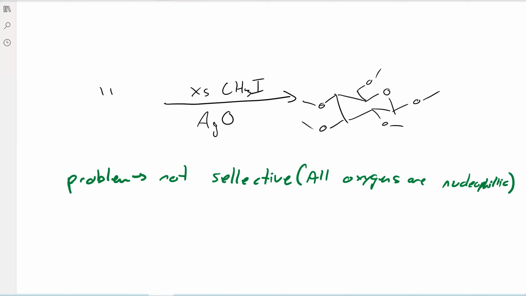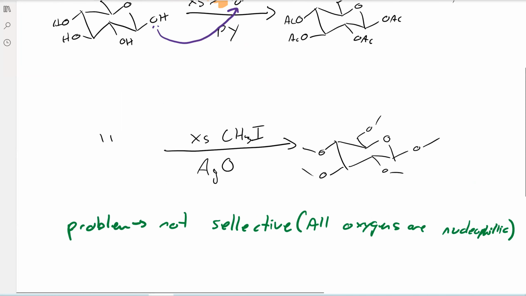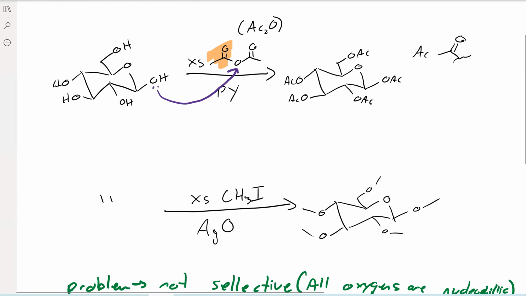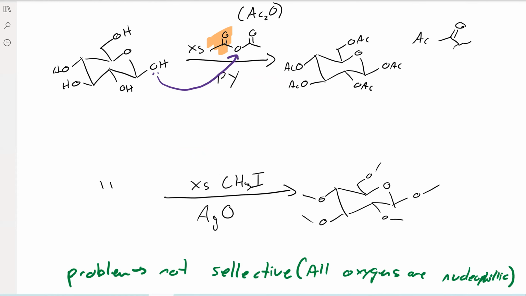So the cool thing about biochemistry is that our bodies have created enzymes that can do this selectively. And in lab, there are advanced methods to do this selectively, but it's very difficult to do. And so while we can add these ester or ether groups, it's not all that useful because, again, we can't selectively do it because all of the oxygens are indeed nucleophilic.